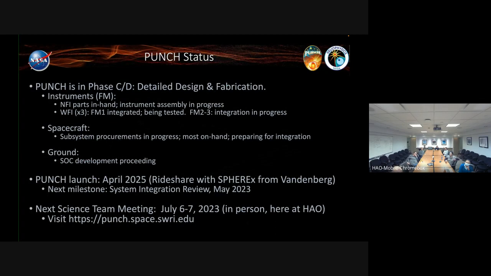So where are we? We are in phase CD. We combine those two phases, but really phase C of the standard NASA rubric, which is final design and fabrication. We've put together a complete flight model WFI, and of course we're still assembling the NFI. Spacecraft, we've got most of our parts in hand, and the subsystems are largely integrated, but we're still getting ready for full integration after system integration review.